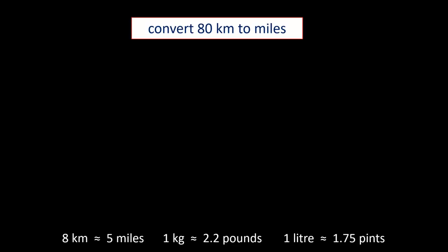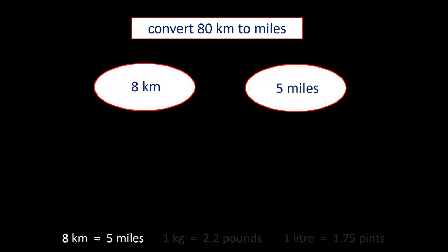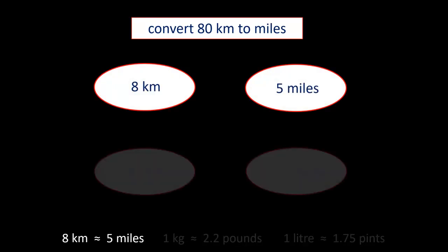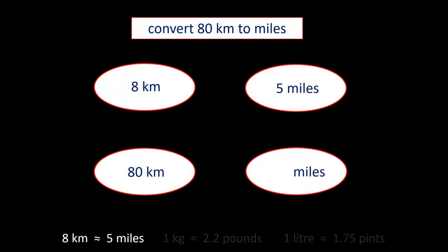Convert 80 kilometres to miles. Okay, so what's our conversion that we've learned? 8 kilometres is 5 miles. But we haven't got 8 kilometres. We've got 80 kilometres. How many miles is that? Well, what have we done to that 8? Well, we've multiplied it by 10. 8 times 10 is 80. So we do the same to the 5. 5 times 10, 50 miles. 80 kilometres is approximately 50 miles.